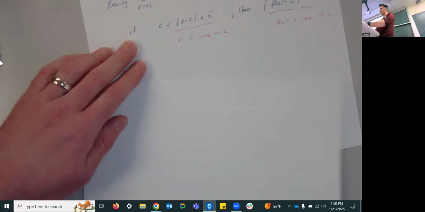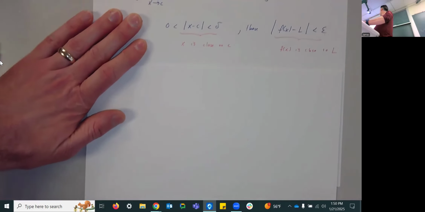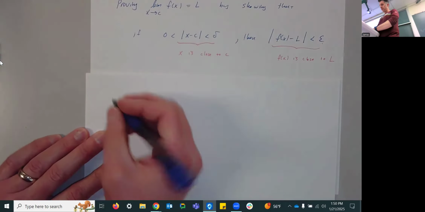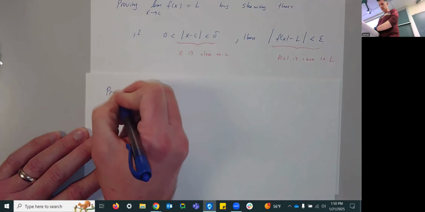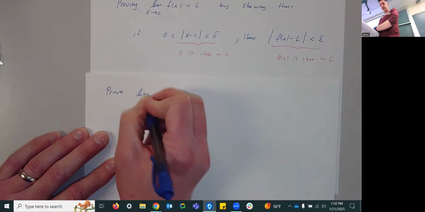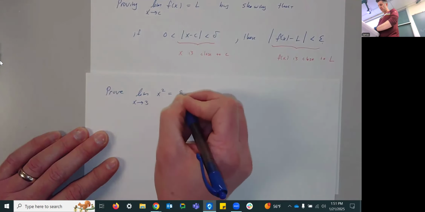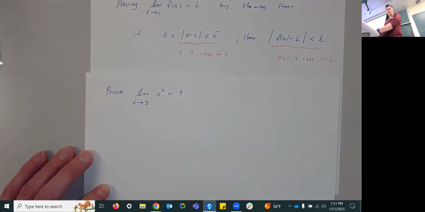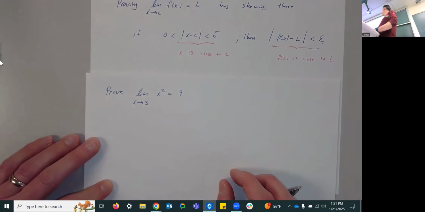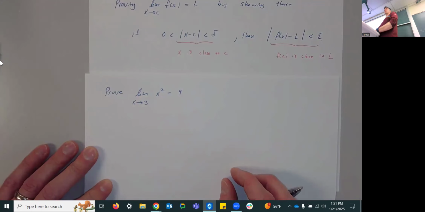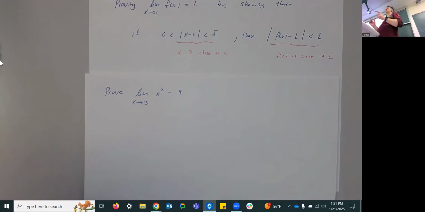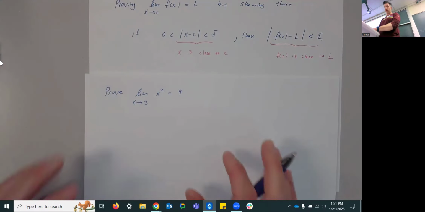Let's say we want to do the following. We want to prove the limit as x approaches 3 of x squared is equal to 9. And unlike our previous examples, here the deltas on either side of 3 aren't going to be the same for a particular choice of epsilon. Let me show you what I mean by this graphically.